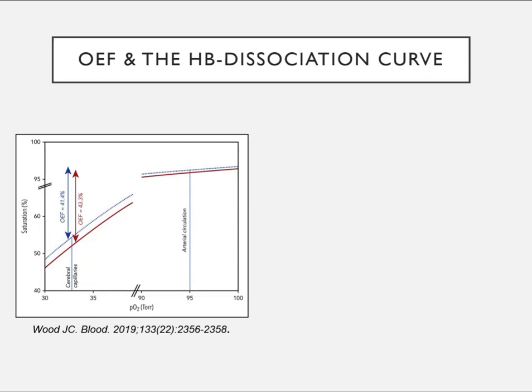And it matters because the brain doesn't care about oxygen saturation. It cares about PO2. It wants to operate at a very characteristic PO2. And the oxygen extraction fraction will just follow that difference.